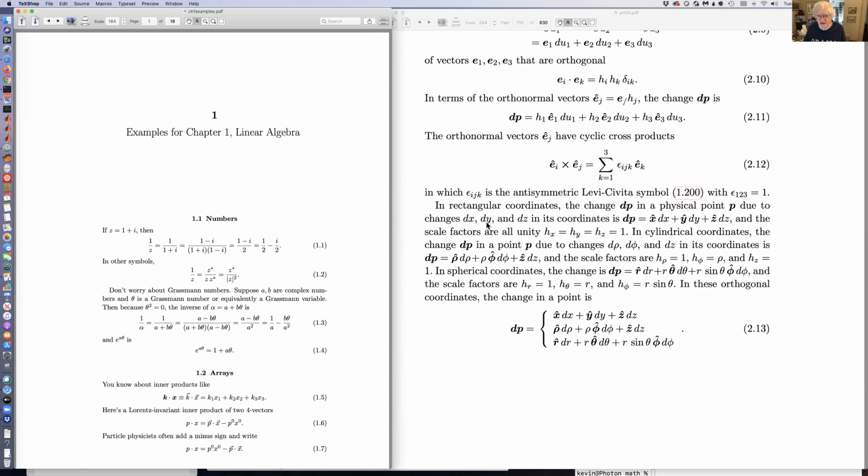In rectangular coordinates, everything is much simpler. The changes are dx, dy, dz. The change of the point is x hat dx, y hat dy, z hat dz. All the h's are unity.